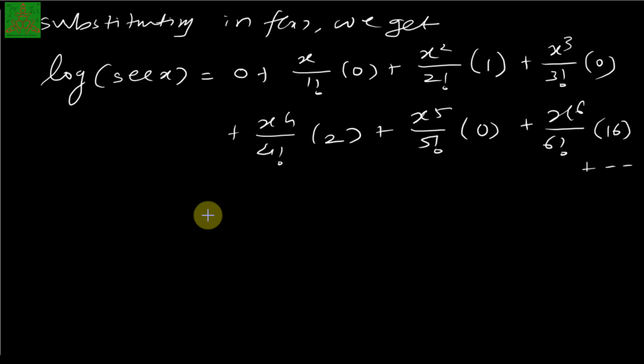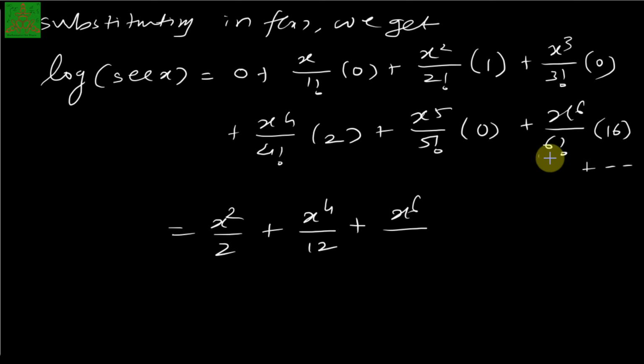So finally the answer you will have is x square by 2, plus x raised to 4 upon 12, because 12 is cancelled out and we are left with 4 3s are 12, plus x raised to 6 upon, here it is 16, so 4 is cancelled, 2 is cancelled, so we will be left with 45, and so on, and 2 is also cancelled. So this is the answer for the expansion of log of x.